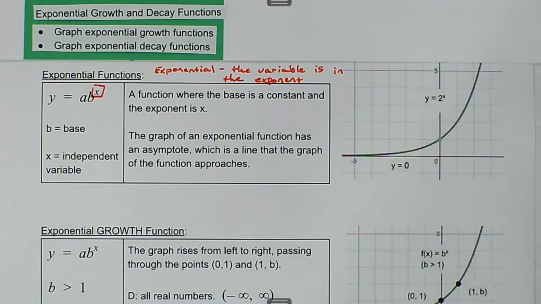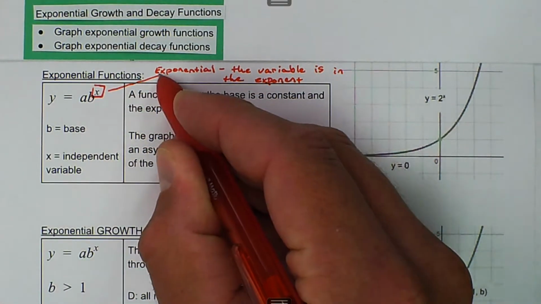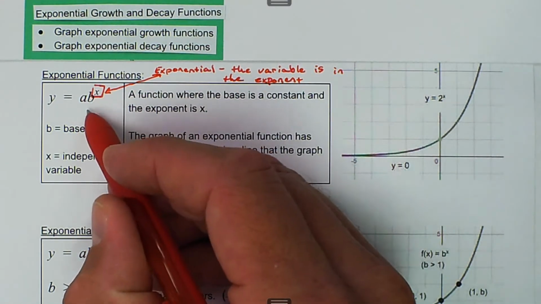So a function where the base is a constant and the x is in the exponent. Okay. So the base b has to be a constant, and this is the base right here.